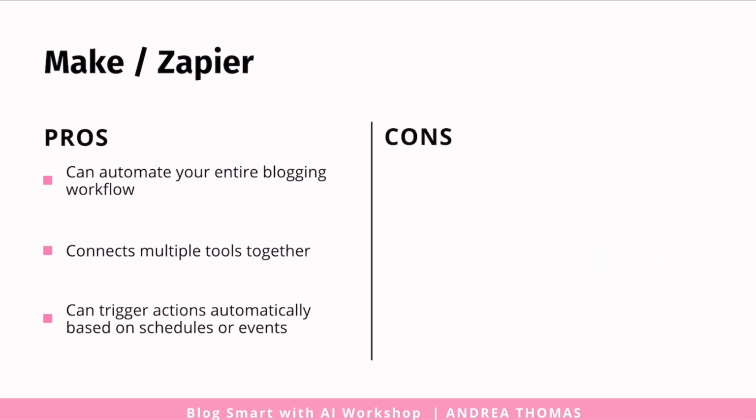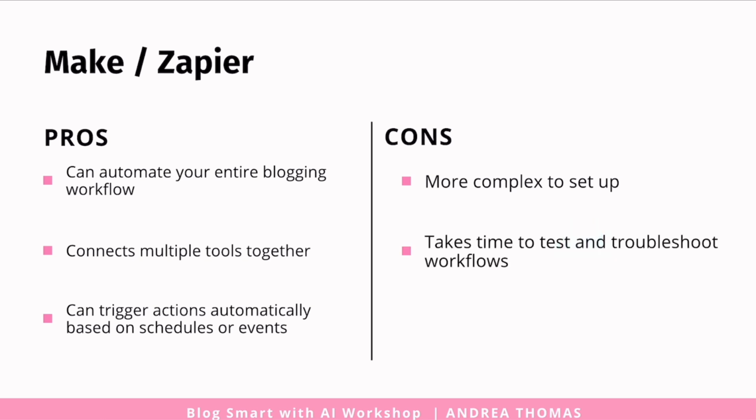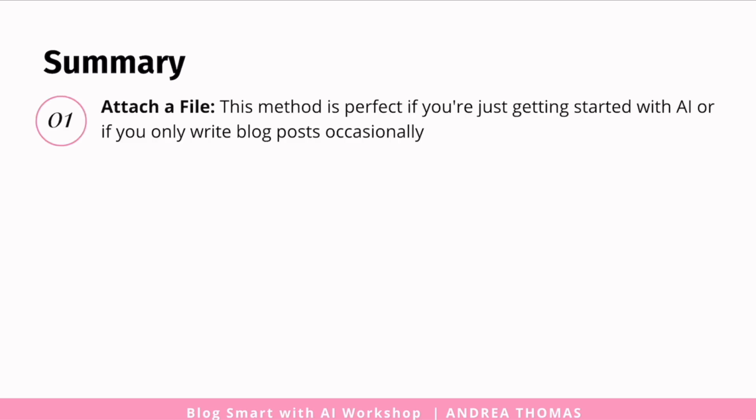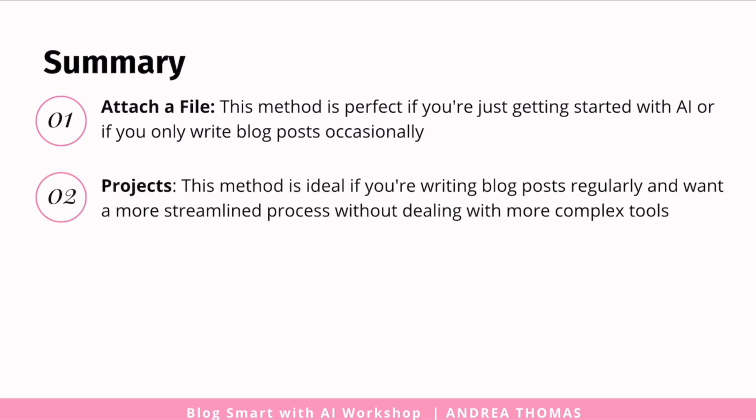The one thing is it's more time consuming and complex to set up. It does take time to test and troubleshoot it to make sure everything's working correctly. And like I said before, you do need an API key to make it work from ChatGPT. But I just want to do a quick summary of what we covered. You can attach a file. With this method, it's perfect if you're just getting started with AI or if you only want to write blog posts occasionally. Next is projects, and this method is ideal if you're writing blog posts regularly and want a more streamlined process without dealing with more complex tools.